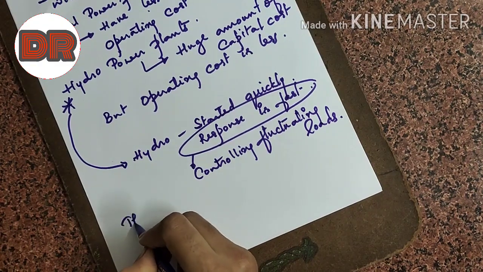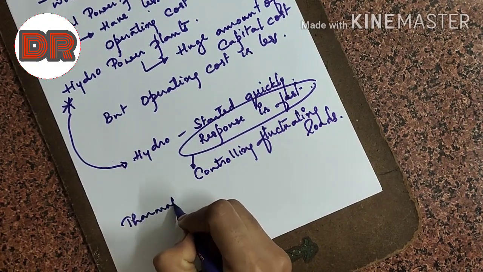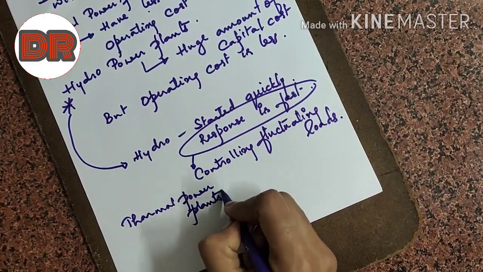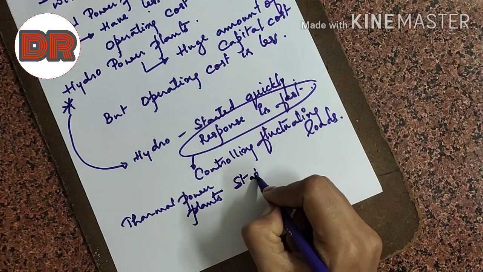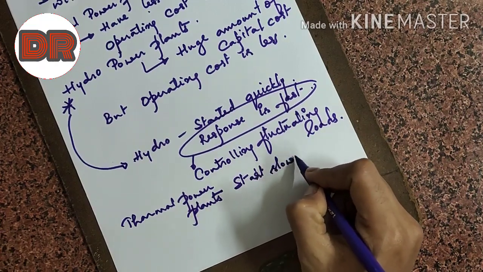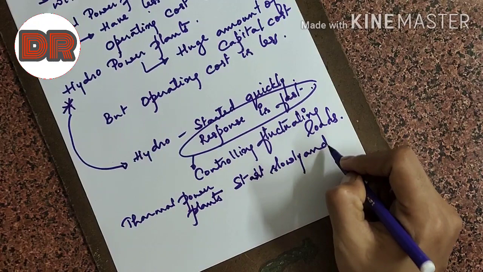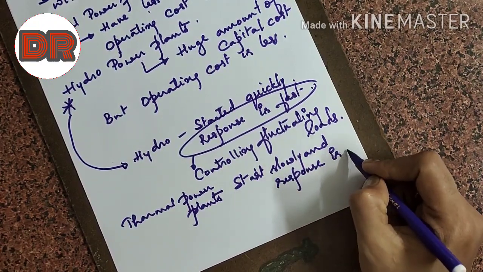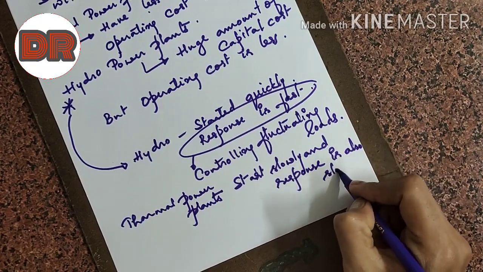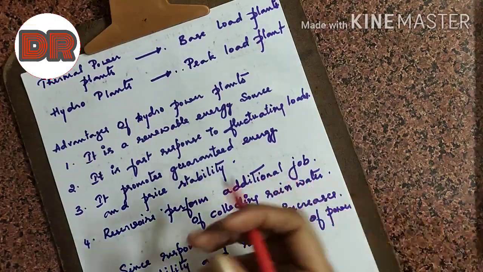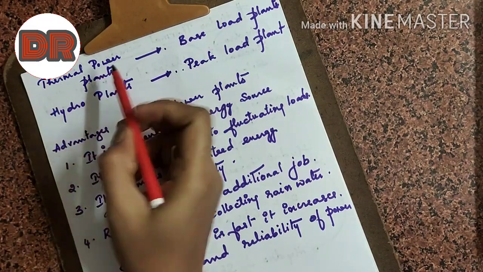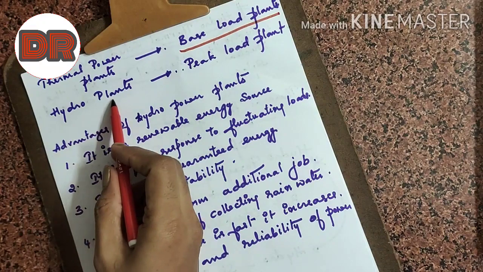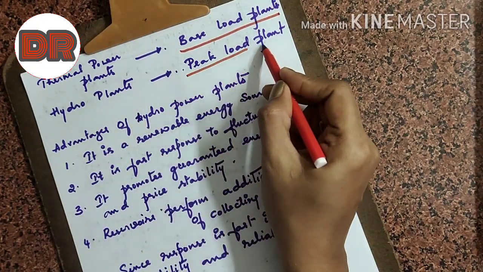And thermal power plants start slowly and response is also slow. Due to all these points, thermal power plants are normally referred to as base load plants, and hydropower plants are referred to as peak load plants.